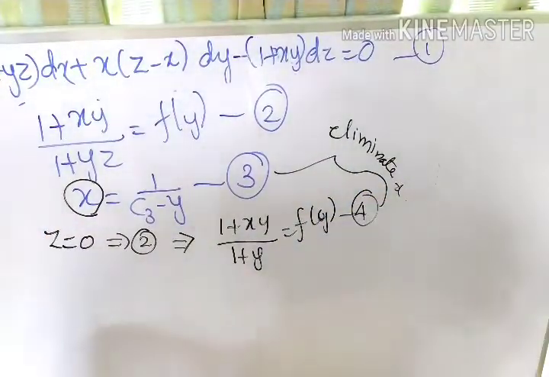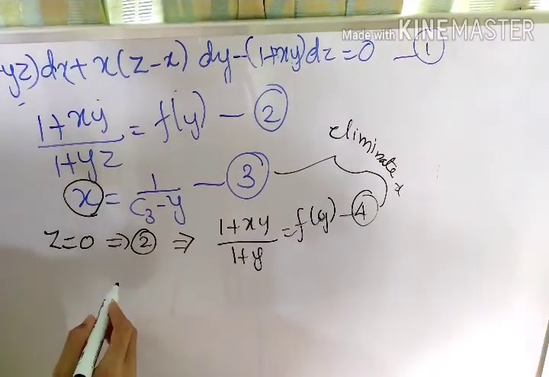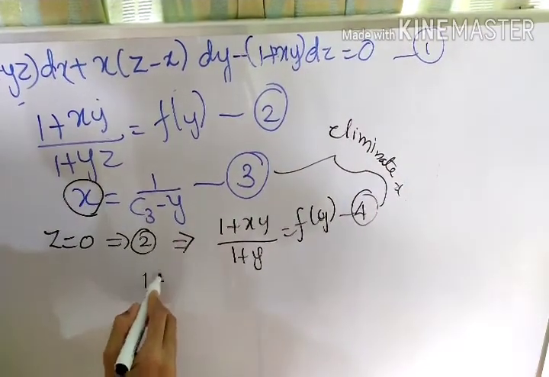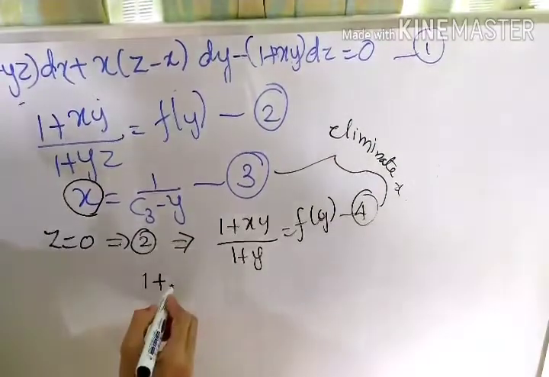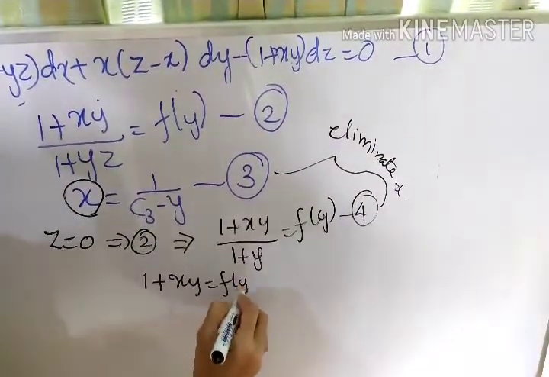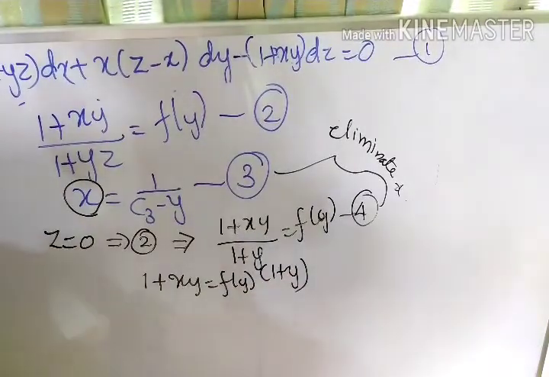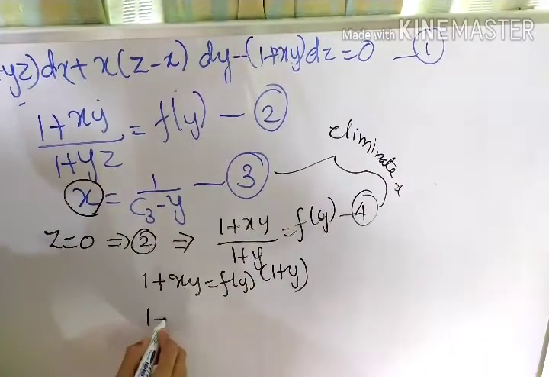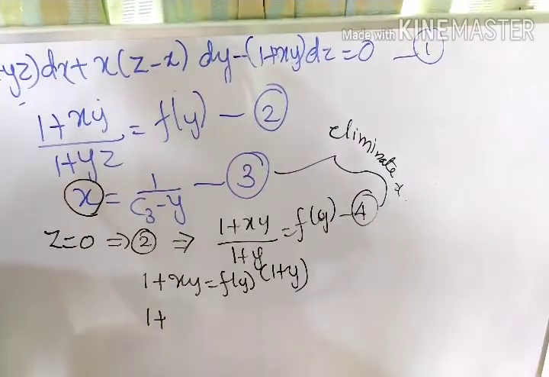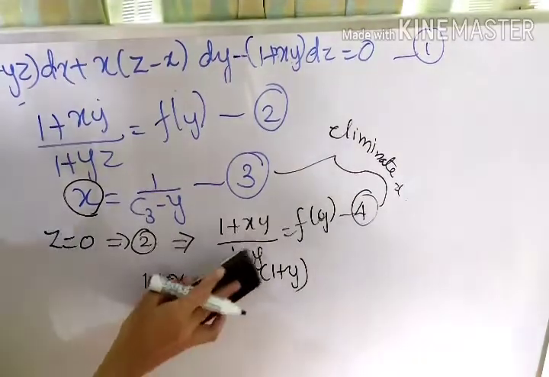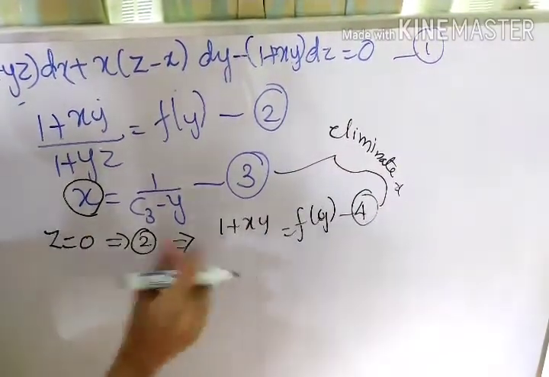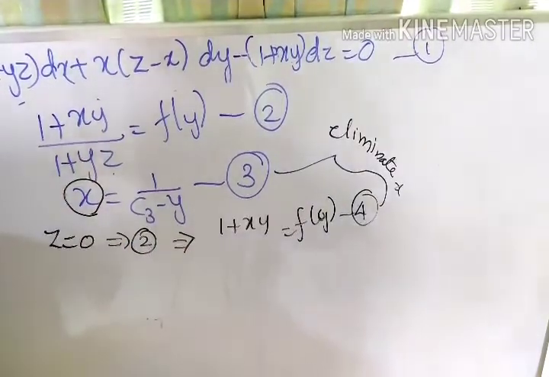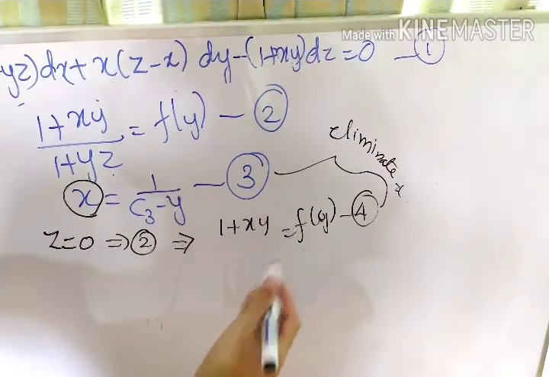Here we have got the value for x. I am going to substitute over here to get the value of x. This will be equal to 1 plus xy is equal to f of y into 1 plus y. Sorry, this will be 1 plus xy is equal to f of y, because when z is equal to 0, my denominator will be gone. Okay, so 1 plus xy is equal to f of y.